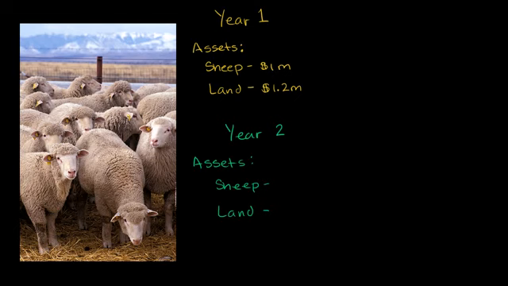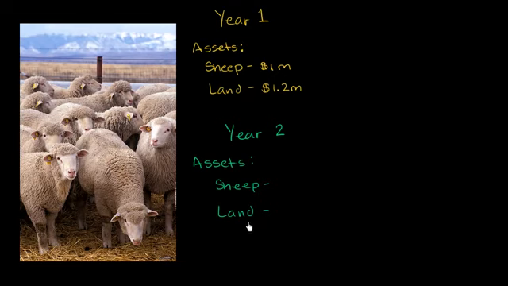Let's say I run some type of sheep farm, maybe some type of wool producing business. And in year one, I go out there, I buy a bunch of sheep, and I put them on some land. And I buy the sheep for $1 million, and I buy the land for $1.2 million. So I have $2.2 million in assets. Nothing confusing there.